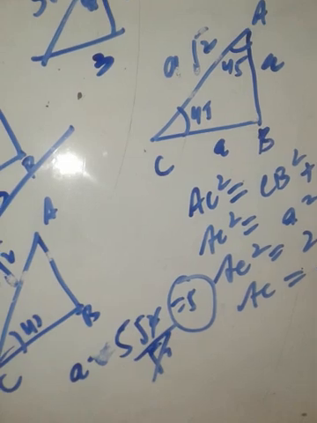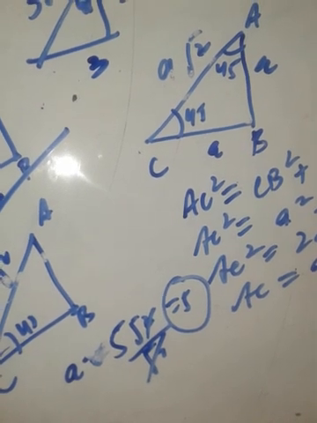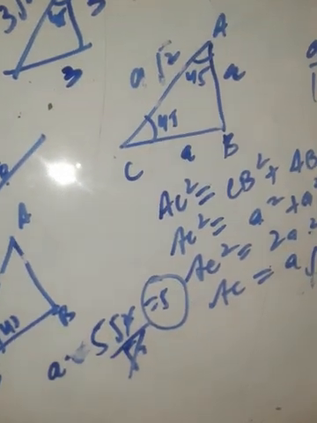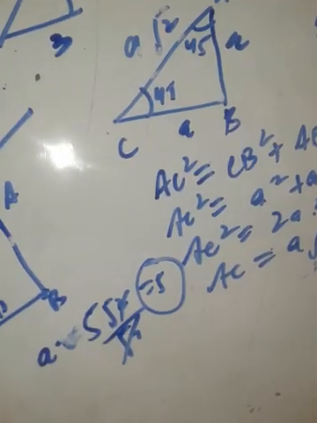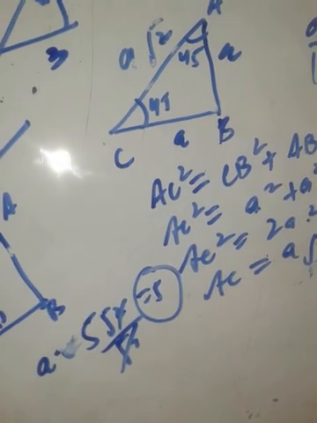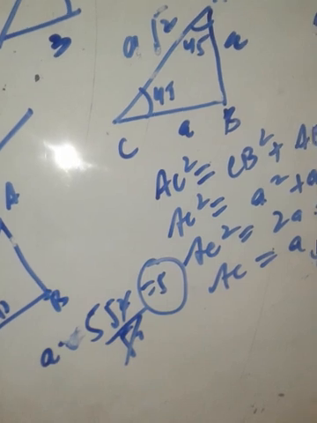In the next video I will show you the 30 and 60 case, and how to quickly find the lengths of the sides in a triangle in which one angle is 30 and another angle is 60.